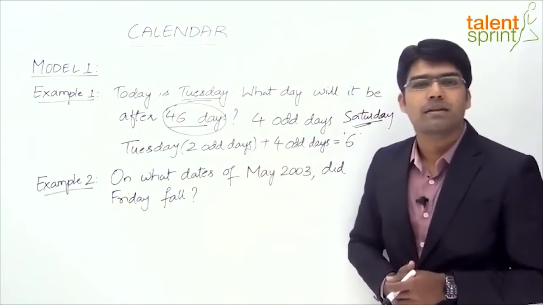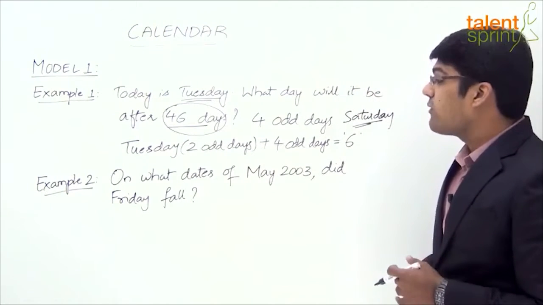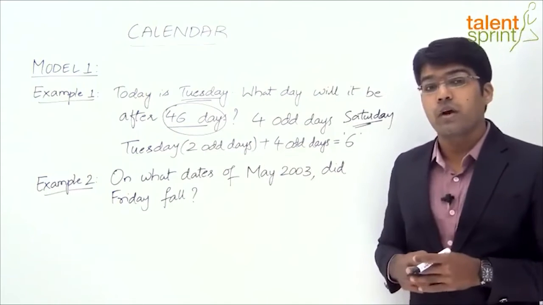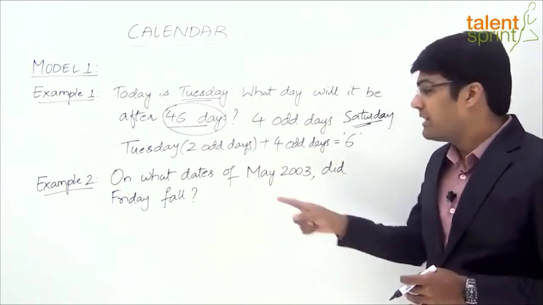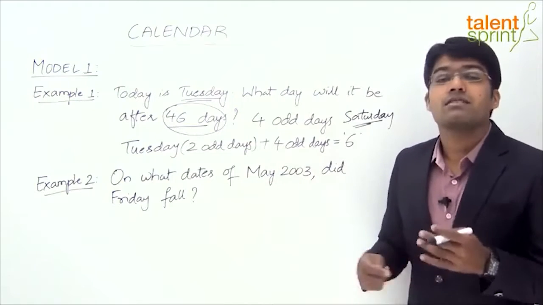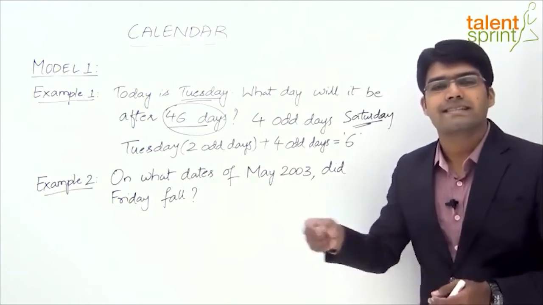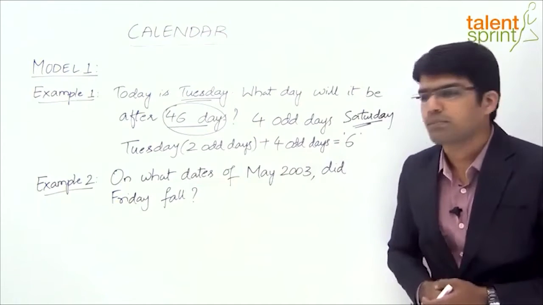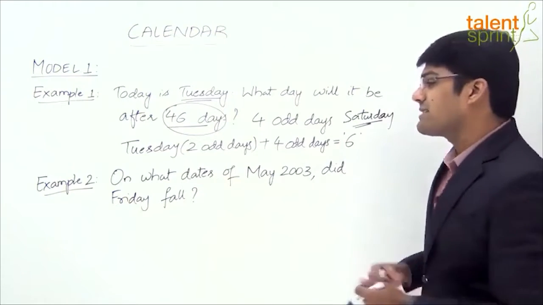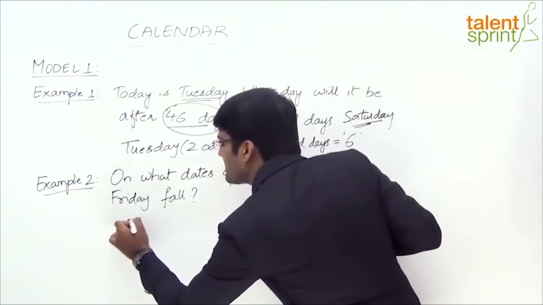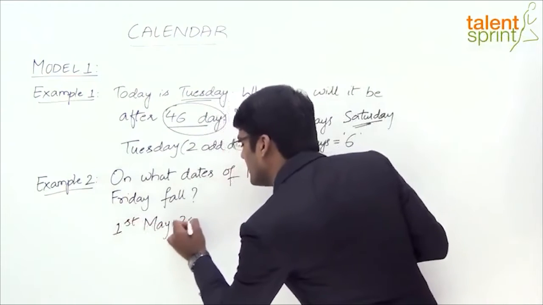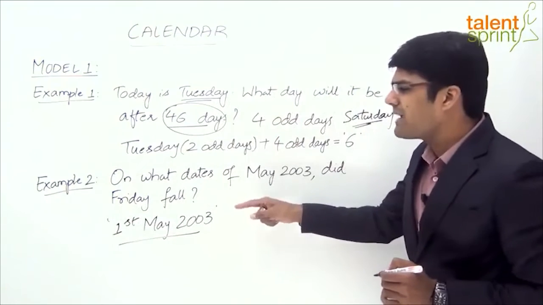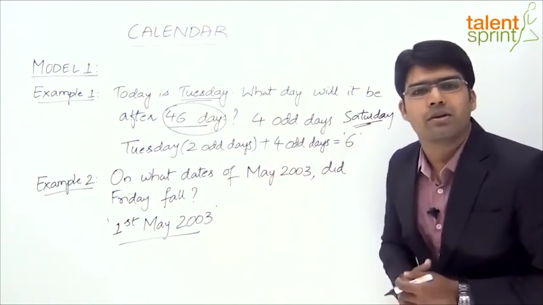Let us now look at example number 2. This says, on what dates of May 2003 did Friday fall? So we need to find out all those dates in the month of May 2003 when it was a Friday, so on what 4 or 5 dates of the month of May 2003 it was a Friday. Now to do this, let us first understand what day was 1st May 2003. Let us first understand the day of the week for 1st May 2003, and based on that we can find out when was a Friday in the month of May.